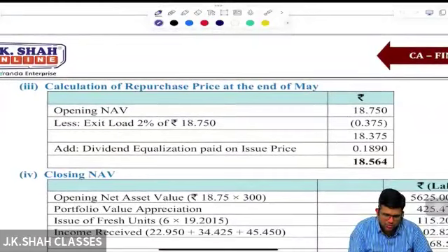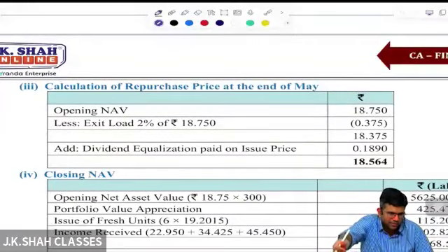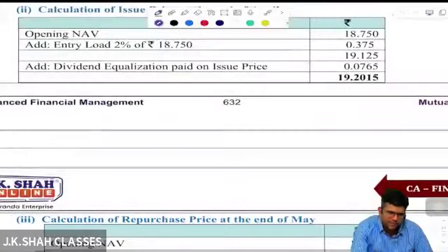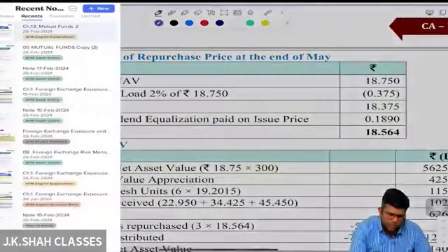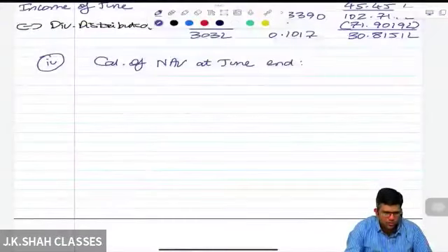I didn't understand the doubt. Dividend equalization paid on issue price. The mutual fund paid, like that, then here they paid. You're understanding? No problem. Done. Okay, so now calculation of NAV at June end.